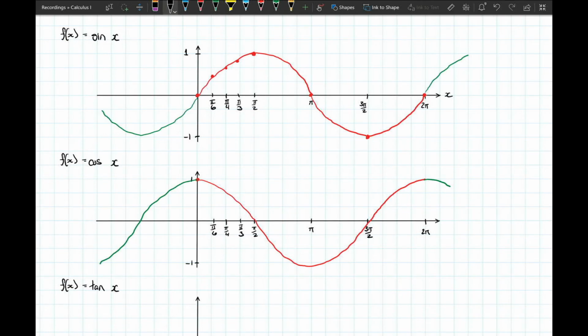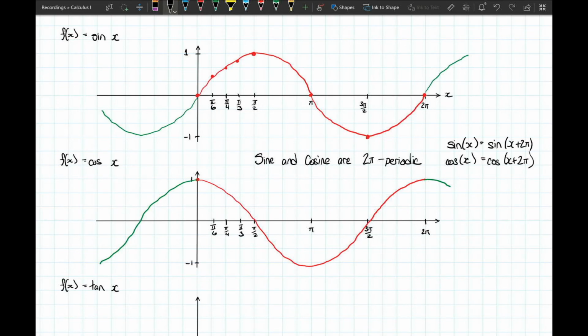Now, both sine and cosine repeat themselves every time we go around the circle. We say that sine and cosine are periodic. Every 2 pi, they repeat themselves. And so we call 2 pi a single period, and then it continues on in cycles after that. So a very basic property about sine and cosine is that sine of x is also the same as sine of x plus an additional 2 pi. Same thing with cosine.